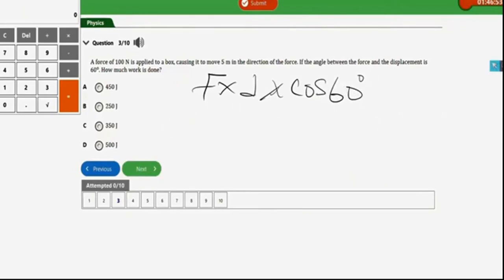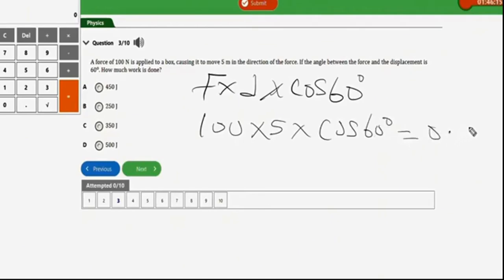So let's go ahead and simplify this. Our force in this question is 100 newton, so we have 100 times our distance, which is 5, times cos 60 degree, and of course cos 60 degree is 0.5, which is half. So let's punch everything together here on this calculator. So we have 100 times 5 times 0.5.